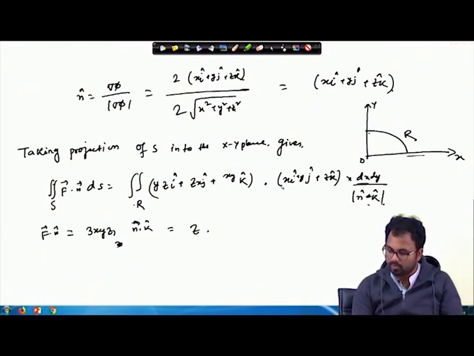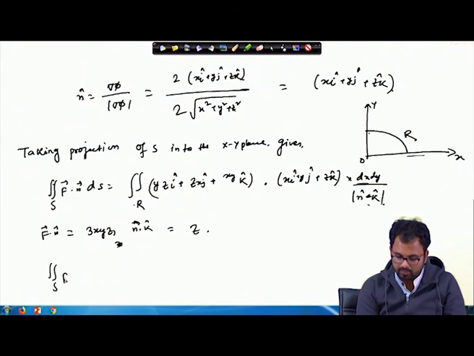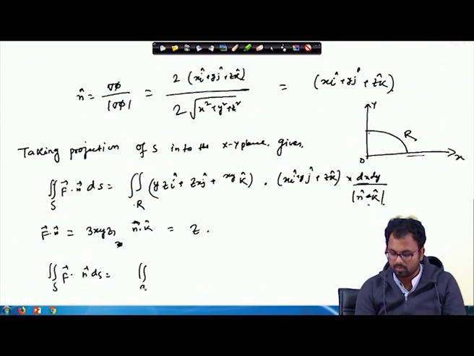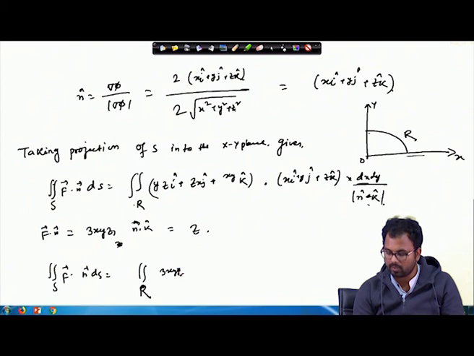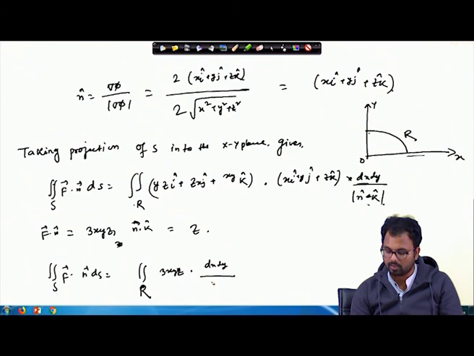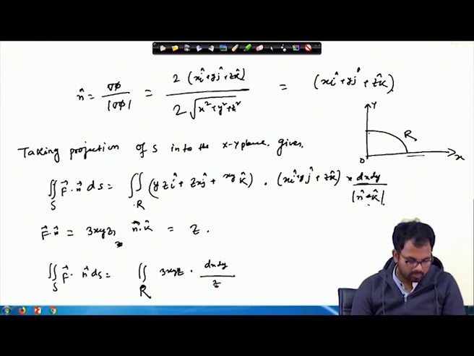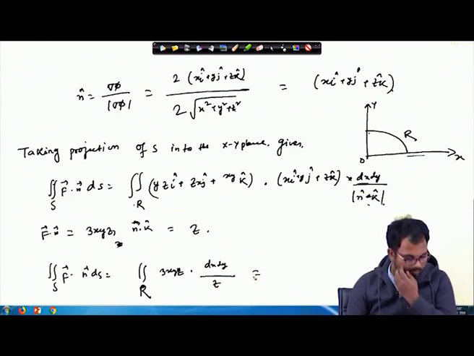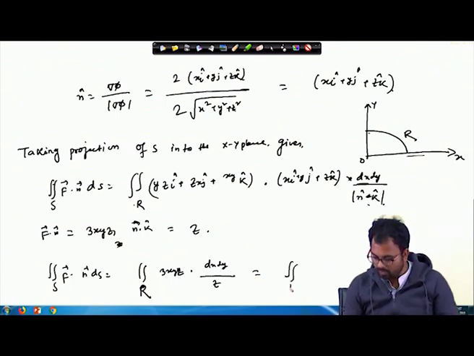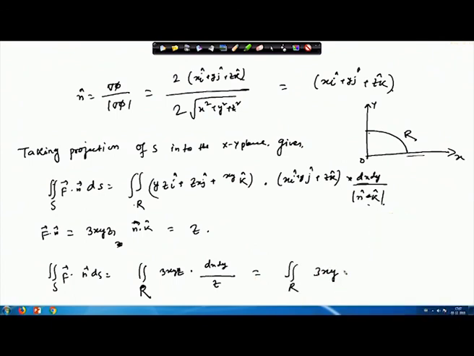And therefore, if I substitute everything here, then the surface integral of f dot n ds is equal to the integral over R of 3 x y z times dx dy, it is not a cross product, and n dot k is again z. So, this whole thing will reduce to the integral over R of 3 x y dx dy, right.